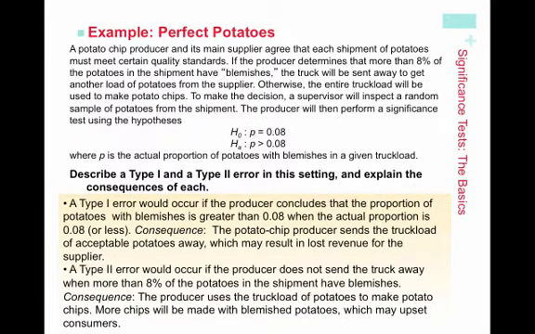A type 2 error occurs if the producer doesn't send the truck away when there are more than 8% of potatoes that are bad. The consequence is that we make a bunch of potato chips that are ugly potato chips. They're blemished, and the customers could be upset about this. So type 1, type 2, make sure you see how these fit in with the null hypothesis and alternate hypotheses.